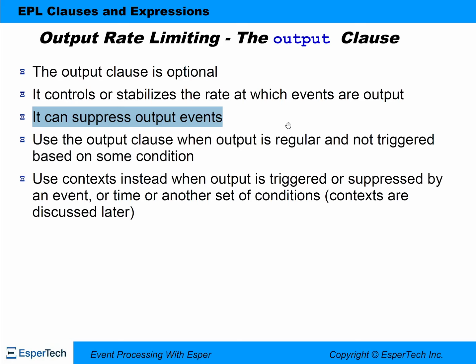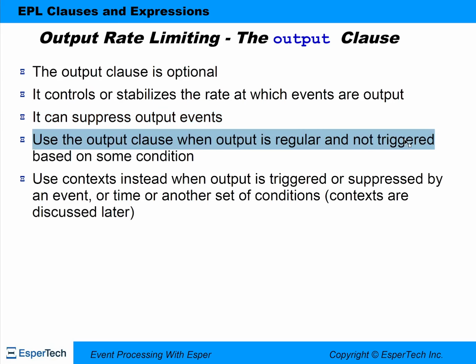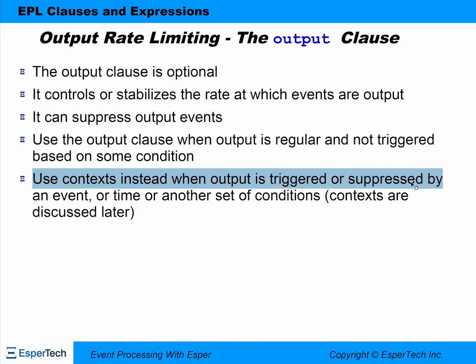Use the output clause when output is regular and not triggered based on some condition. Use contexts instead when output is triggered or suppressed by an event, or time or another set of conditions. Contexts are discussed later.